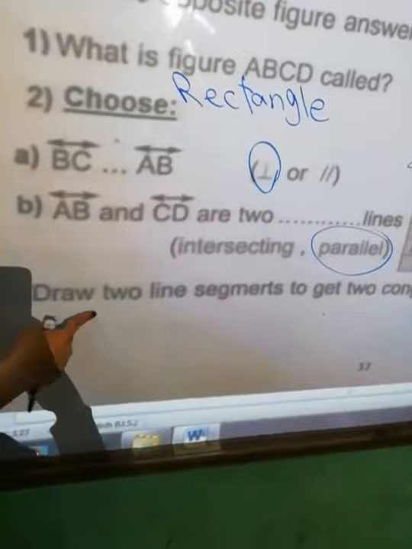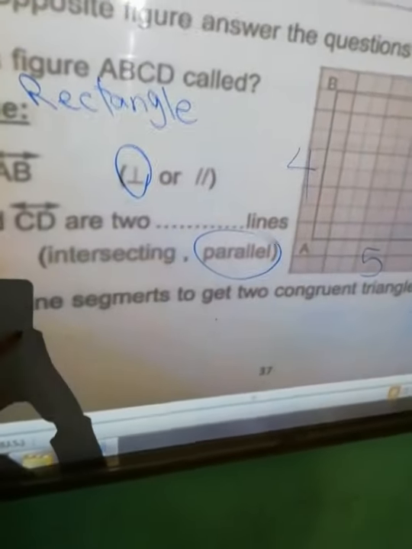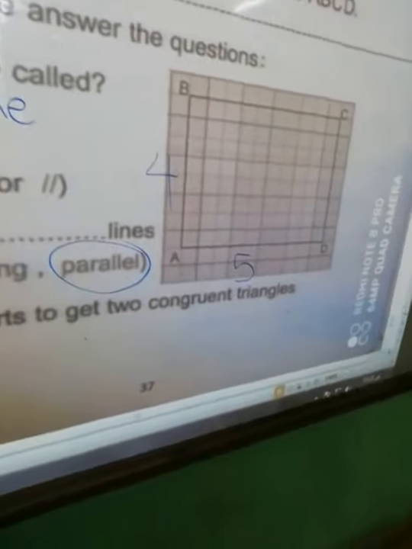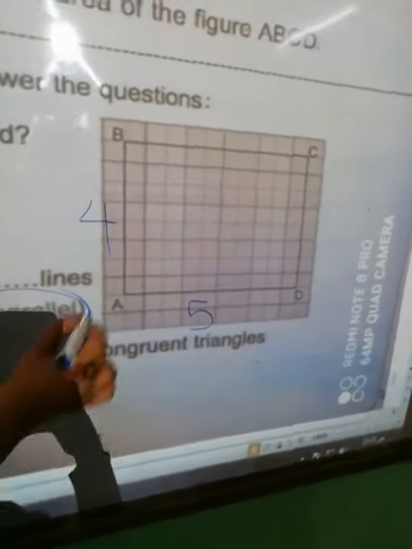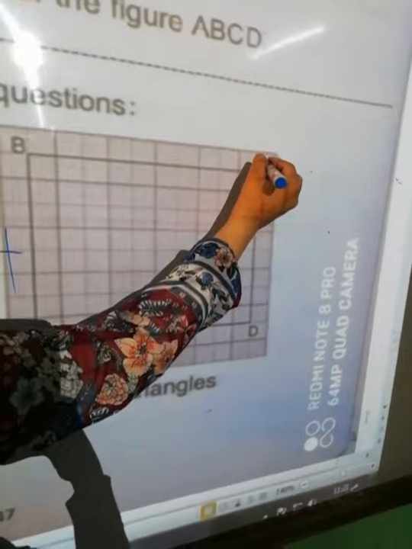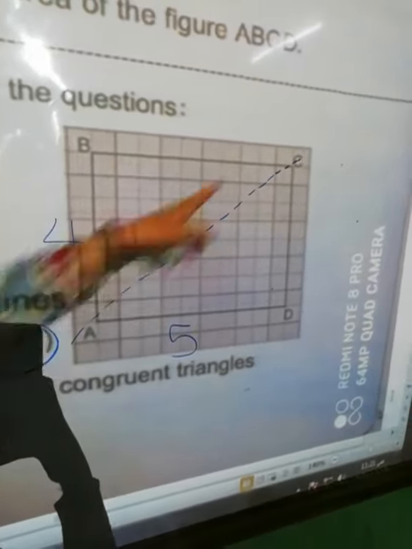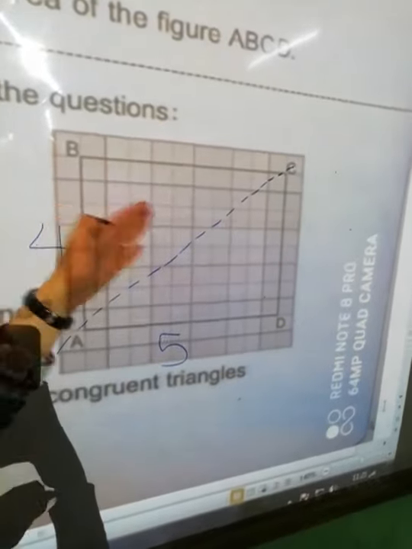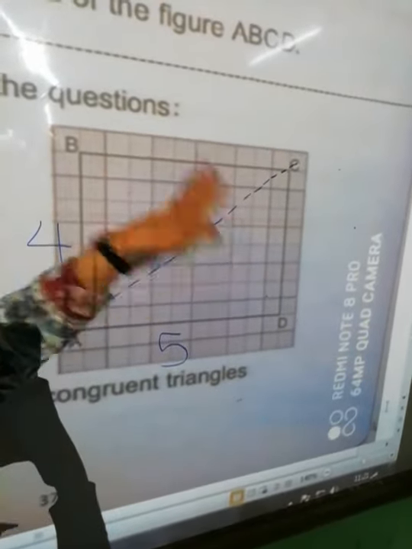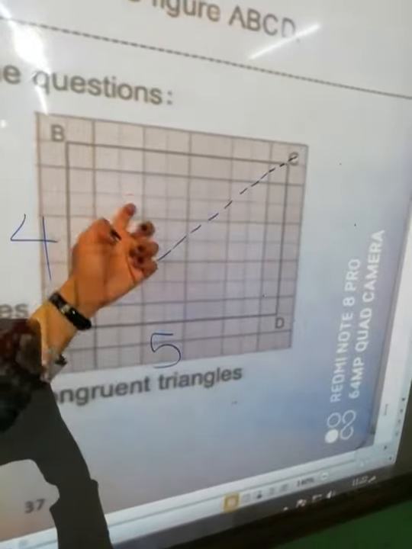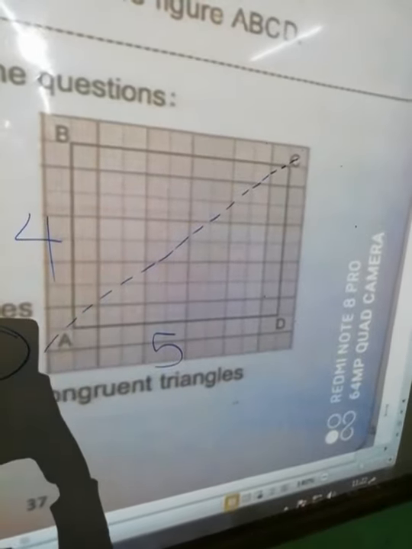Number three, draw two line segments to get two congruent triangles. Start with draw the first line. Look. This is line symmetry. It divides the parts into two parts. It's what? It's congruent to this triangle and this one triangle. Congruent triangles, okay?